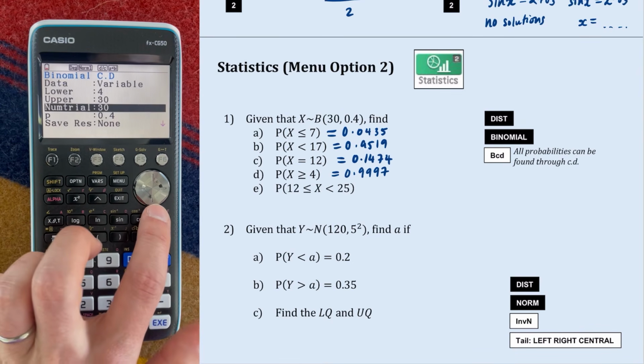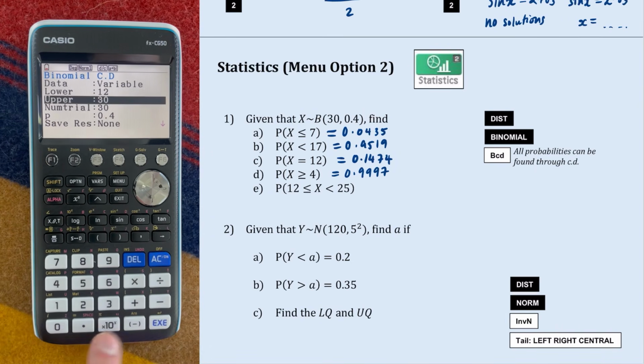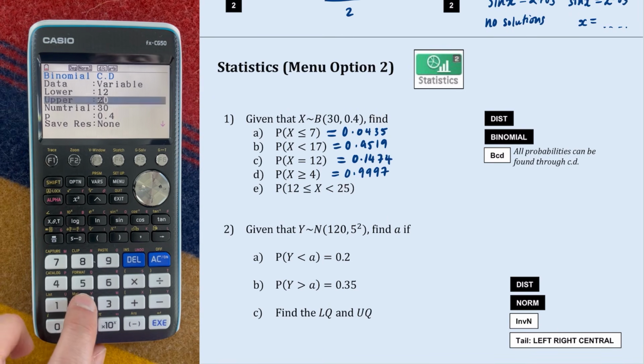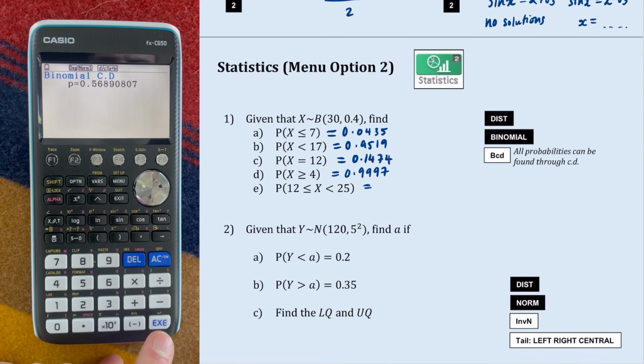And this is another great feature. You can also do it going in between values. So I'm going to put the lower as 12, and this time instead of the upper being 25, because this calculator does inclusive, I'm going to do it all the way up to 24 so that it has the correct answer. So I get a probability of 0.5689. So much more powerful than the other one, and you can do everything using binomial cumulative distribution instead.